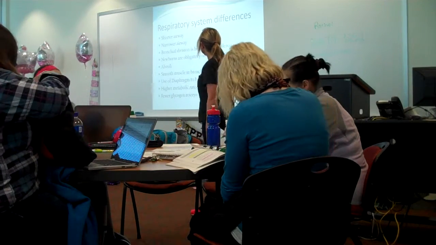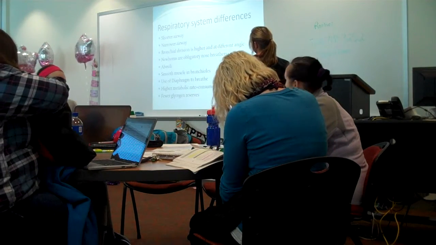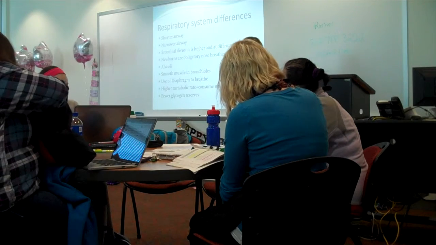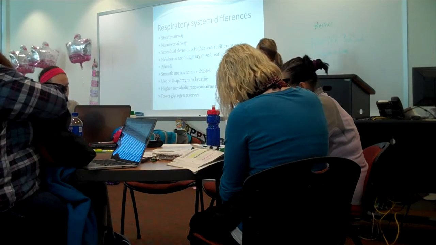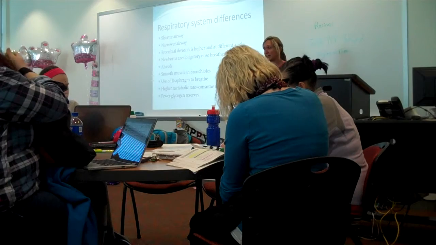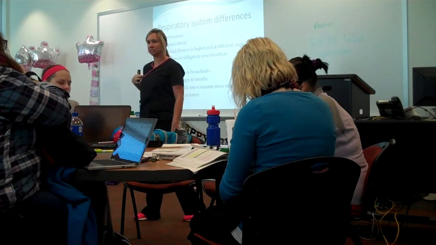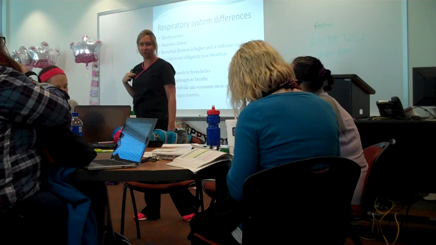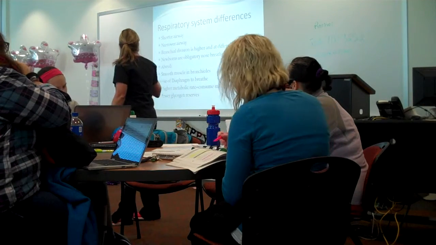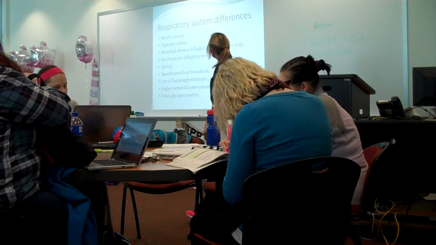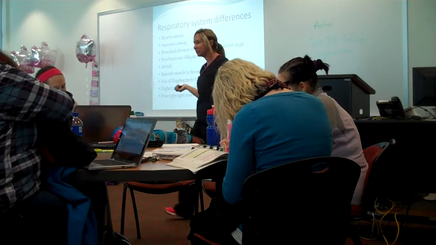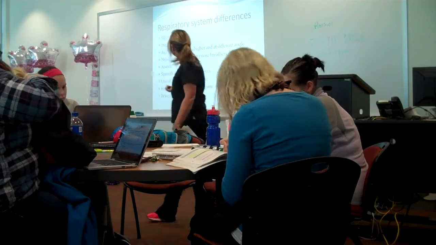All right, respiratory system differences. You have the picture. Their airway is shorter. It's narrower. The bronchial division is higher and at a different angle. So this is why we talked about kids aspirating things more easily than adults, and it usually going into the right side of their lung because that angle allows for that in children. And children put a lot of things in their mouth they're not supposed to, which adults know better, right?